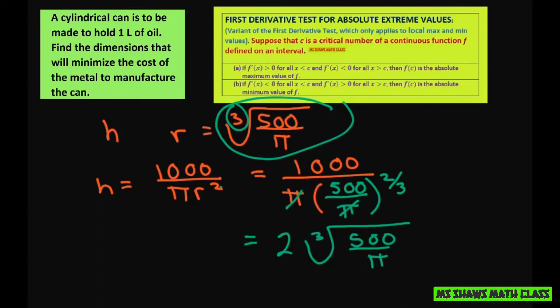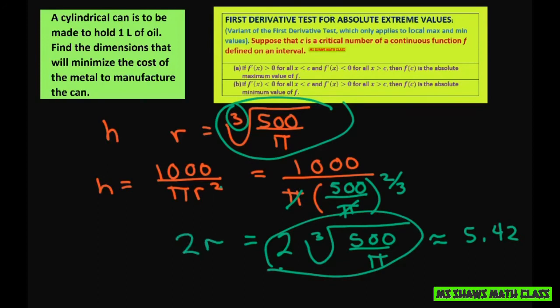And this is approximately equal to 5.42. This right here also equals 2r. So all that means is the height should equal twice the radius, which is the diameter. So this equals your diameter.